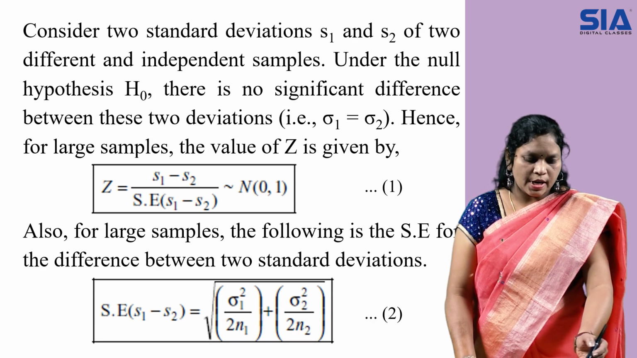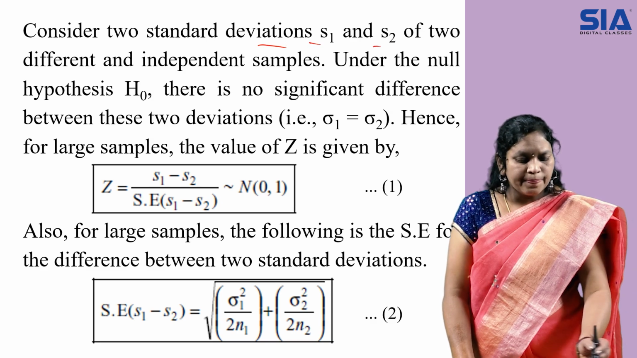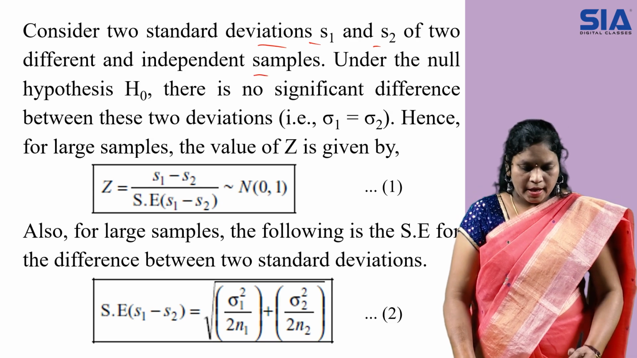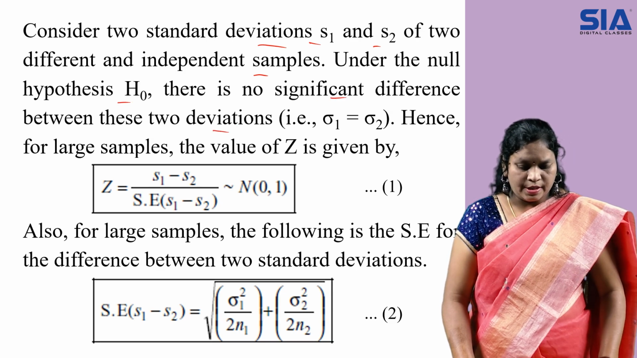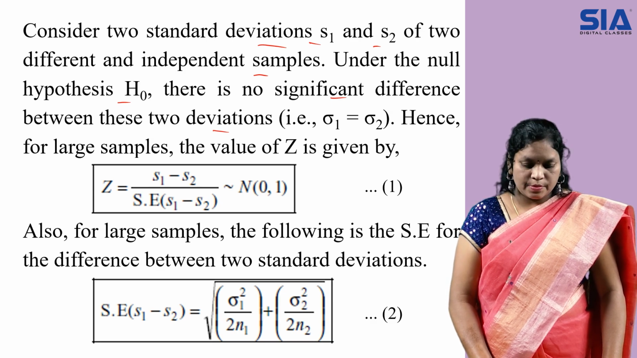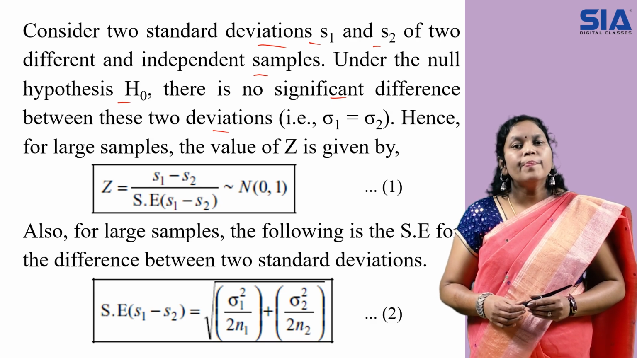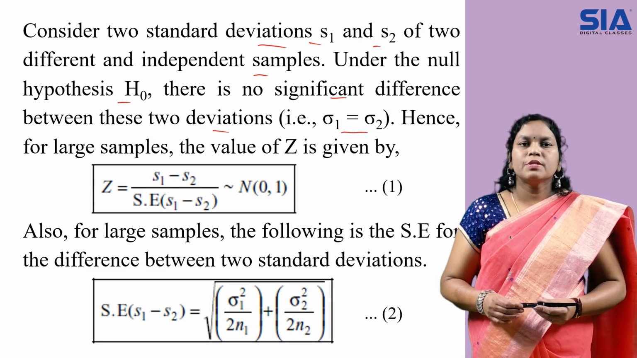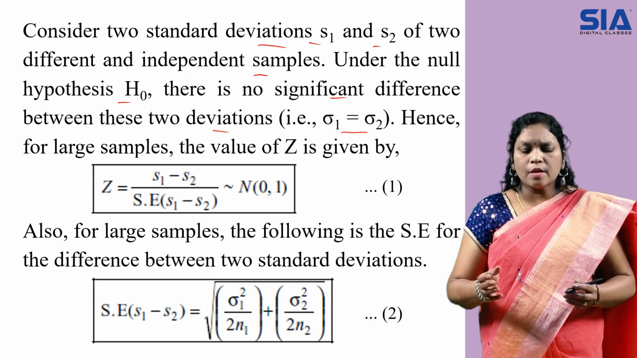So, consider two standard deviations. Whenever we have two standard deviations, that is S1 and S2, I am considering two different and independent samples. Then under null hypothesis H0, there is no significant difference between the two standard deviations. Always we'll consider the null hypothesis as there is no significant difference, because our concept is about standard deviation. So, sigma 1 is equal to sigma 2 for H0, because population standard deviations under H0 are not significantly different, in the sense they are mostly the same.